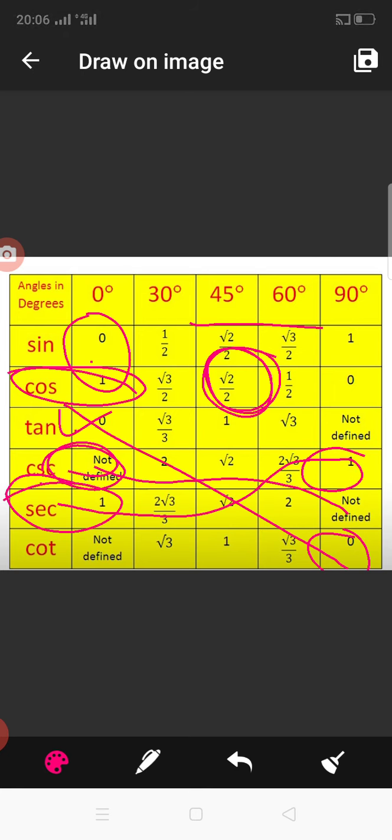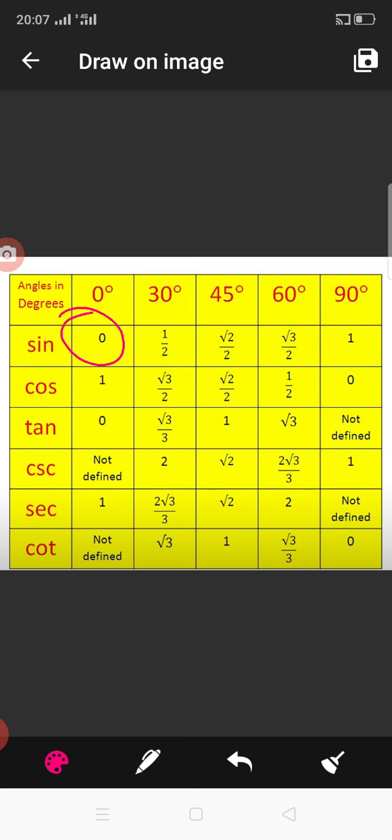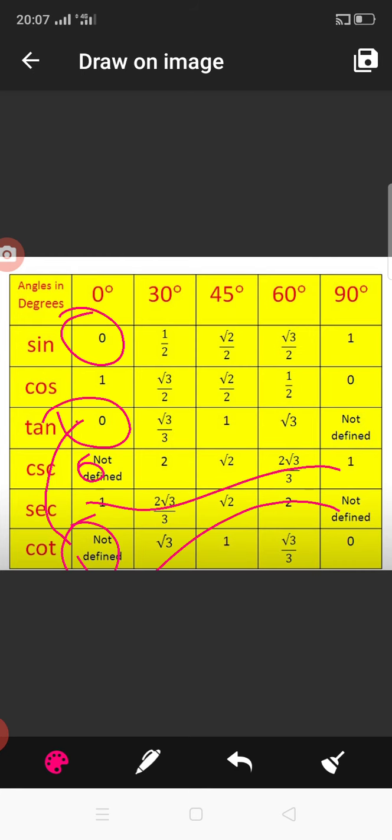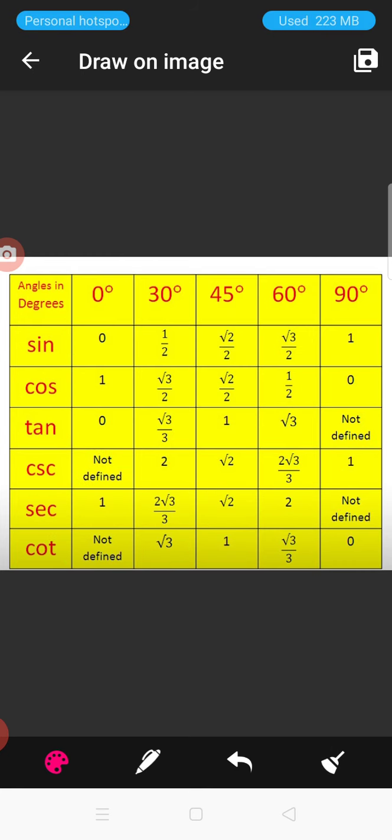And again the 0 concept here. Just as I explained for sin 0, the same for tan 90. 1 upon 0 cannot be defined, therefore it is not defined. Similarly, tan 90 is not defined. Tan 0 is 0, therefore cot of 0 is not defined.